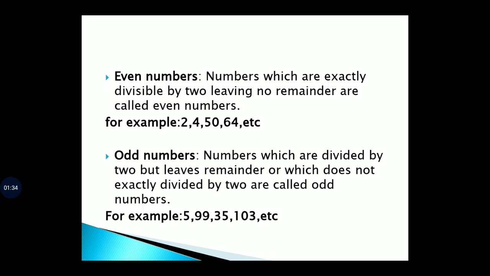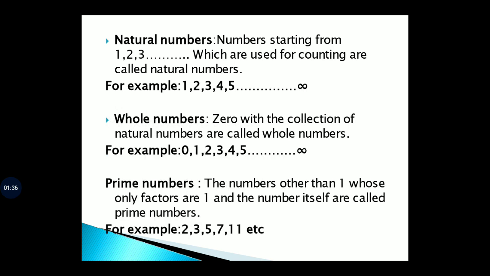Next one. Natural numbers. Numbers starting from 1, 2, 3 and so on which are used for counting are called natural numbers. For example, 1, 2, 3, 4, 5 and so on up to infinity. That means endless numbers.